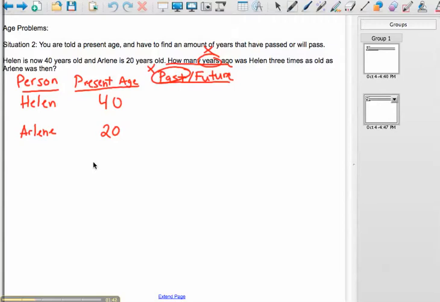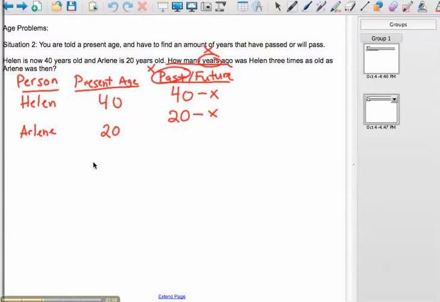So think about it now. Let's say you're 13 years old. 2 years ago, you were 11. To figure that out, you did 13 minus 2 equals 11. So to find out how old Helen was X years ago, you represent that with 40 minus X. Same thing with Arlene. If Arlene is 20 now, her past age is 20 minus X.